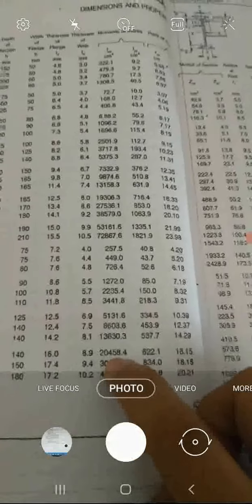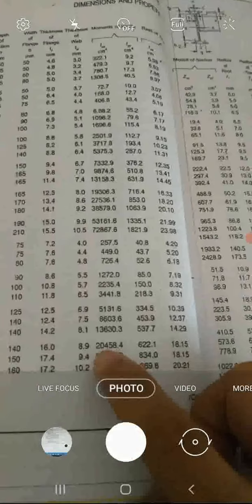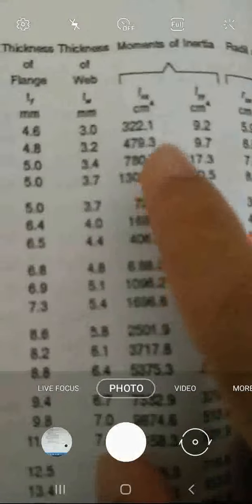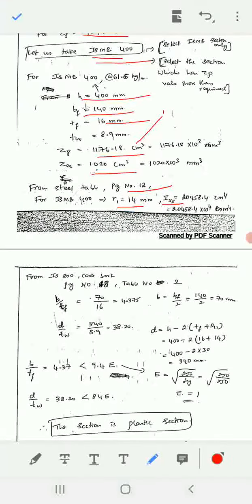In terms of cm to the power 4 you will get 20,458.4 into 4 centimeter to the power 4. The unit is also important. Okay, now we got that here: 20,458.4 centimeter to the power 4. If we want it in terms of mm to the power 4, you have to multiply by 10 raised to 4. Now we have to go to page number 18 of the code book, right?